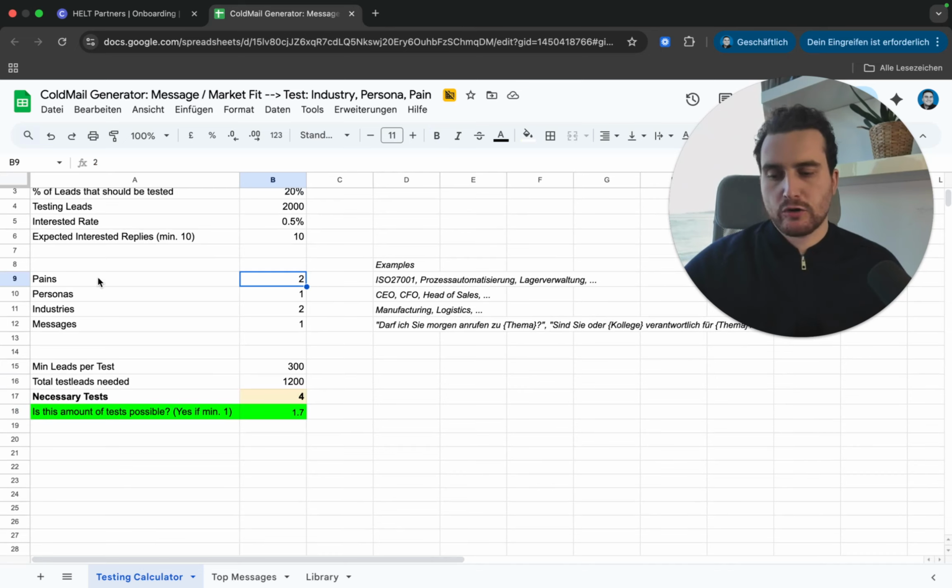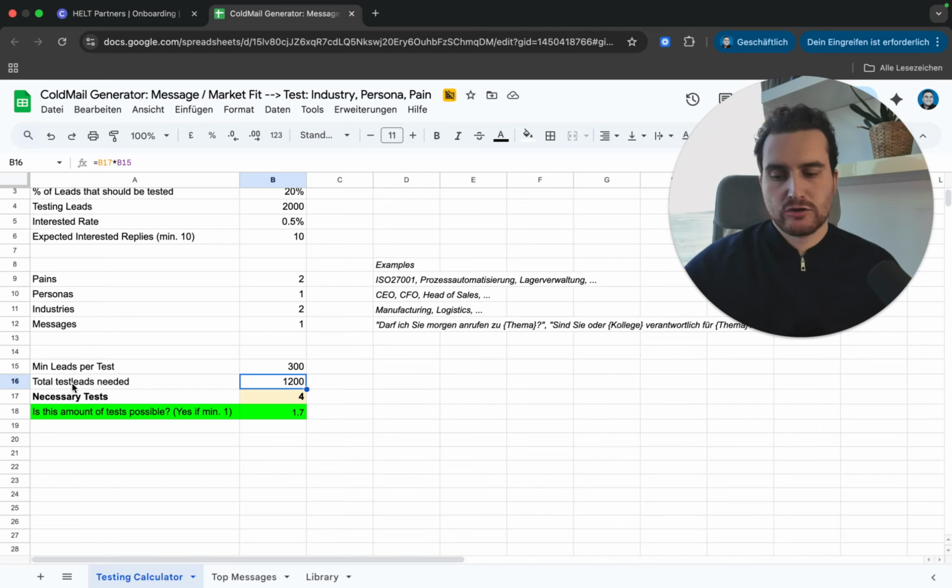So, if you want to test 2 pain points and 2 different industries, for each test you need minimum 300 leads, which means that you would need a total amount of test leads of 1,200. In total, you had like 2,000 testing leads. So this means the amount of leads that you need for testing are less than the amount of testing leads that you blocked for testing.